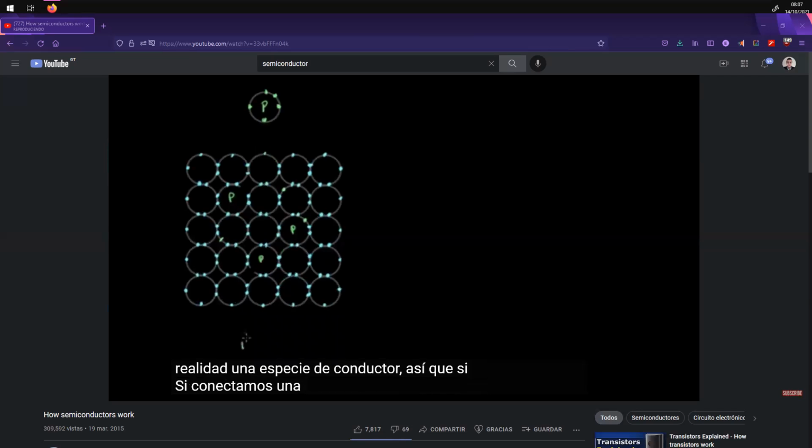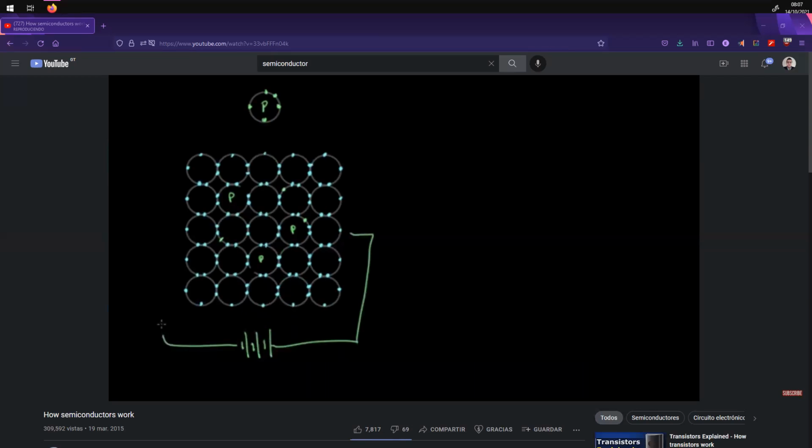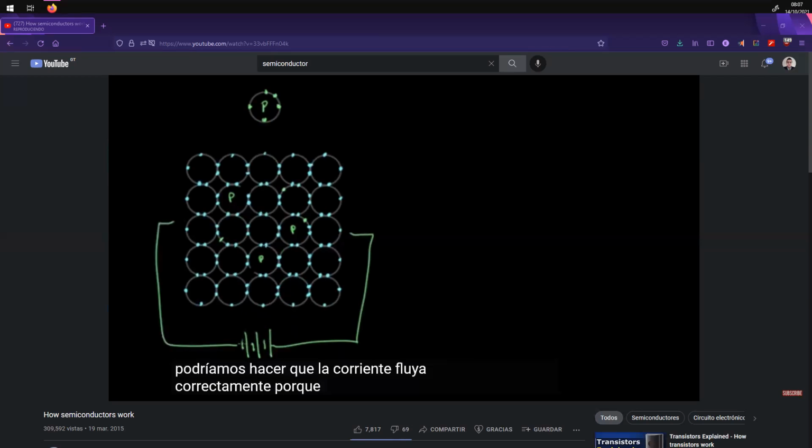So if we hooked a battery up like this here, we'd be able to get current to flow, right? Because electrons that come out of the negative terminal of the battery could enter this crystal structure and move around. And there are going to be free electrons here that can be pulled out of this crystal structure and attracted to the positive terminal of the battery over here. And so just by doping this silicon crystal with a few phosphorus atoms, we can turn this into a conductor.